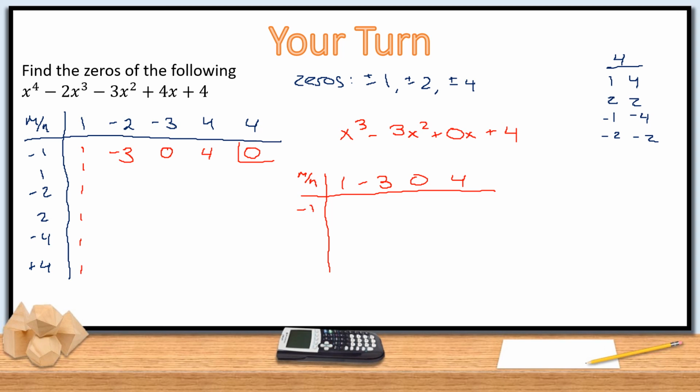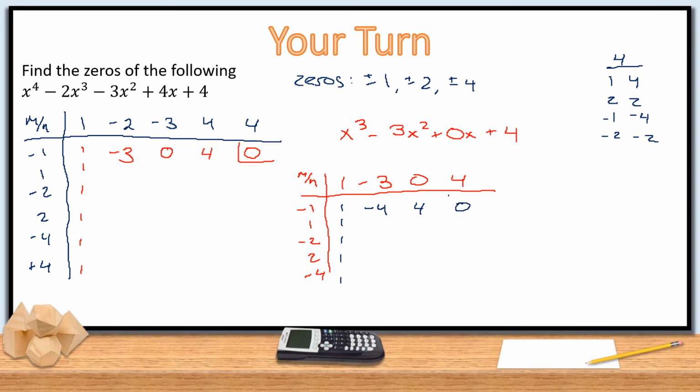I might as well test minus 1 again just to see. 1, minus 2, 2, minus 4. 1's come down every single time. 1 times minus 1 is negative 1. Minus 3 is negative 4. Negative 4 times minus 1 is positive 4. 0 plus 4 is 4. 4 times negative 1 is negative 4. 4 minus 4 is 0.